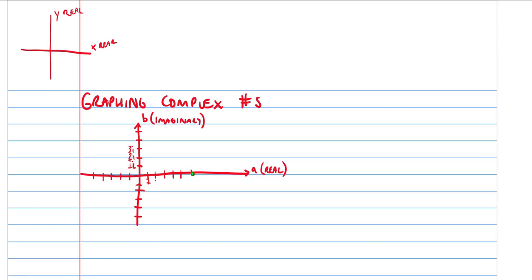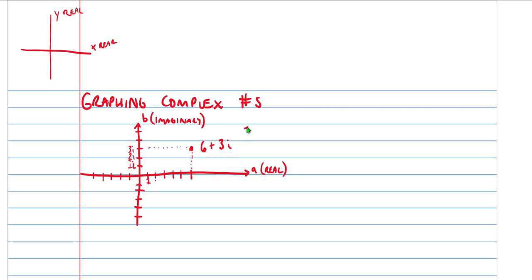So for instance, if I were to lay down this number right here, this point right here, well, I can see that the real part there is going to be 1, 2, 3, 4, 5, 6. The imaginary part there is going to be 3. So that point represents the complex number 6 plus 3i.